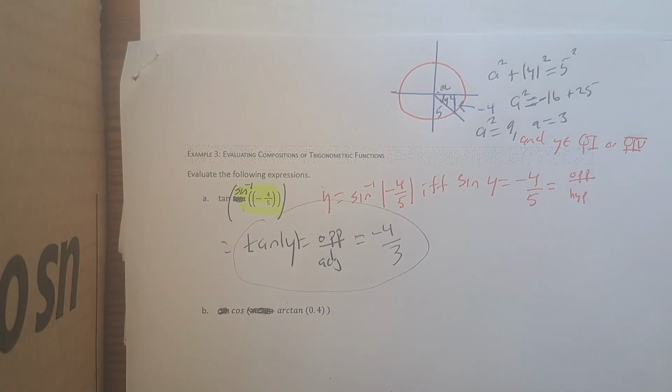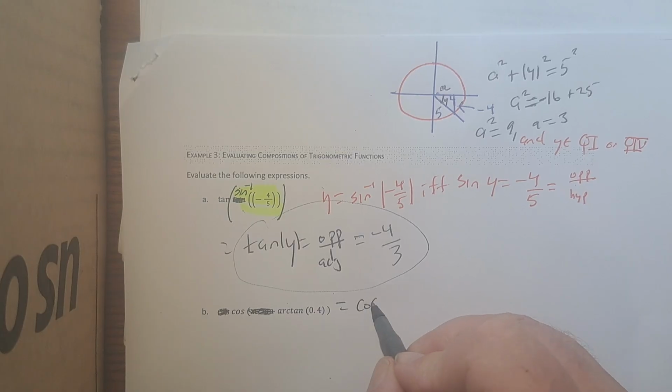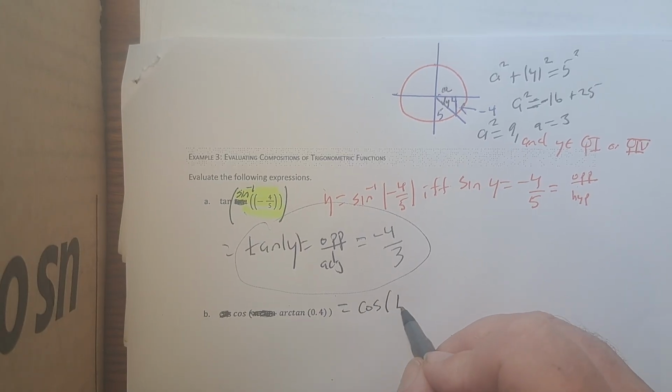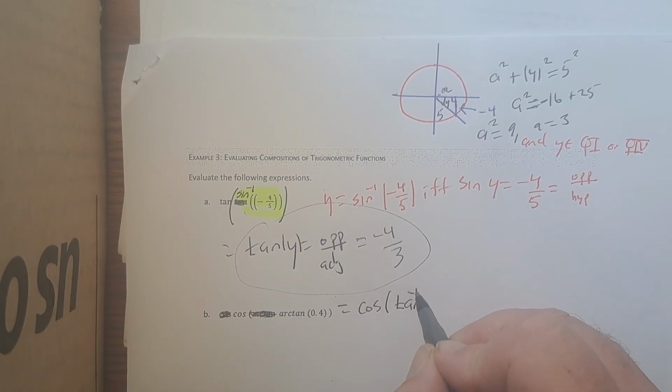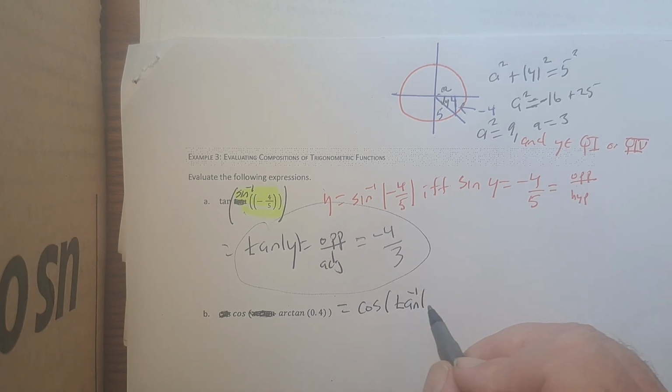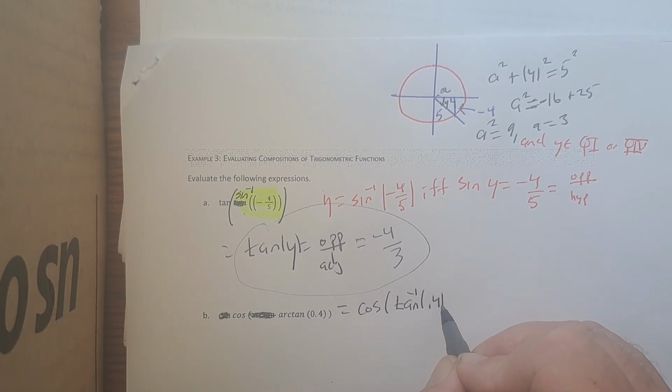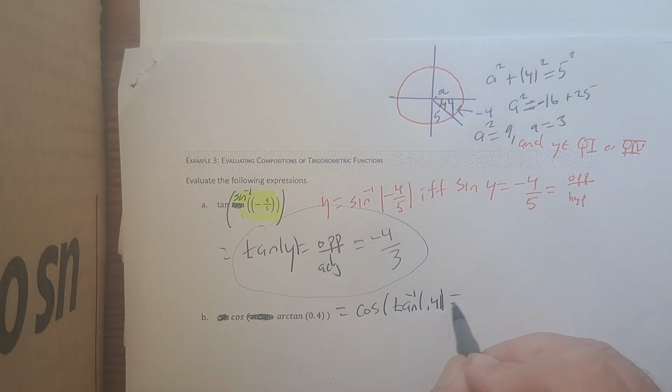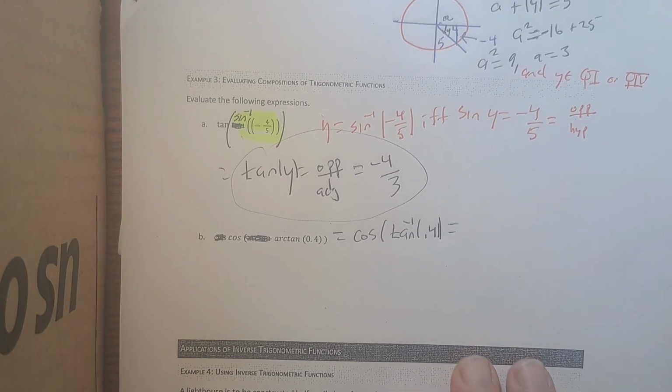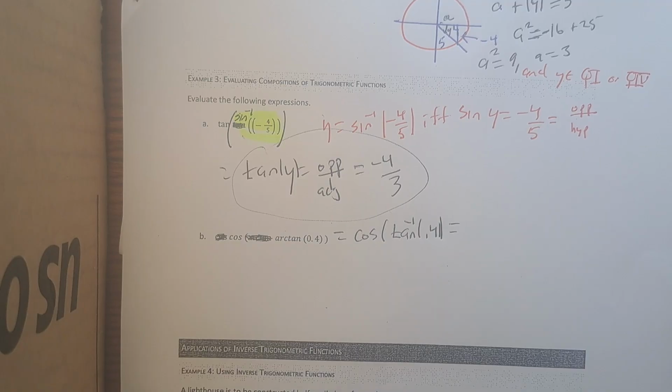Another composition. This time the inverse trig function is on the inside function. So just use your definition working on the inside function first. I'm going to change the notation from arctangent to inverse tangent, but they mean the same thing. So I'll work this out, but I'm going to go work on the inside first.